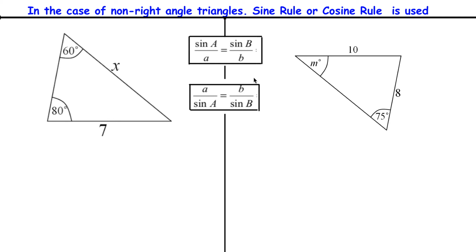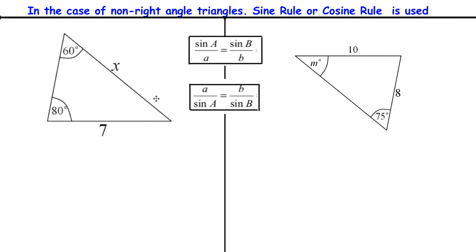Okay, now there are two versions of the sine rule. You normally have also a third part, but you don't really need to look at that. You just need to know two parts of it. So there's two versions of it. One where the angles are at top, and one where the sides are at top. So which one do I use for what question? Okay, let's have a look at this first question.